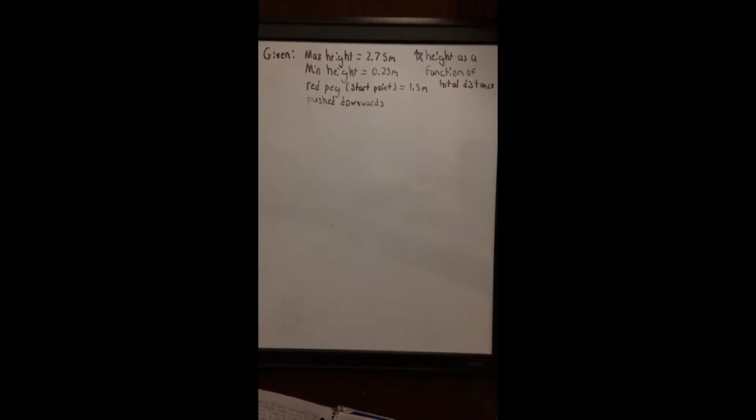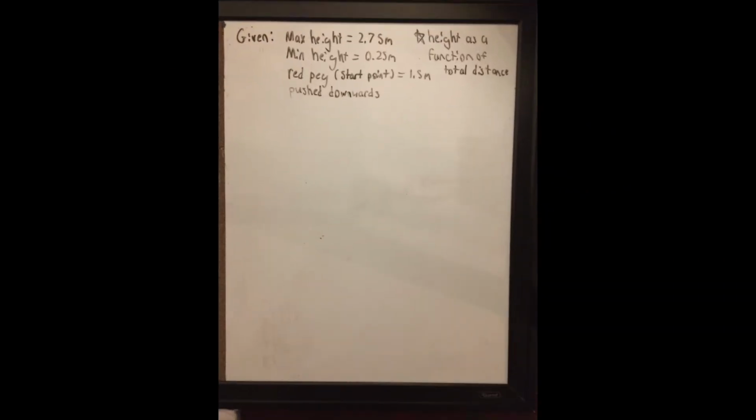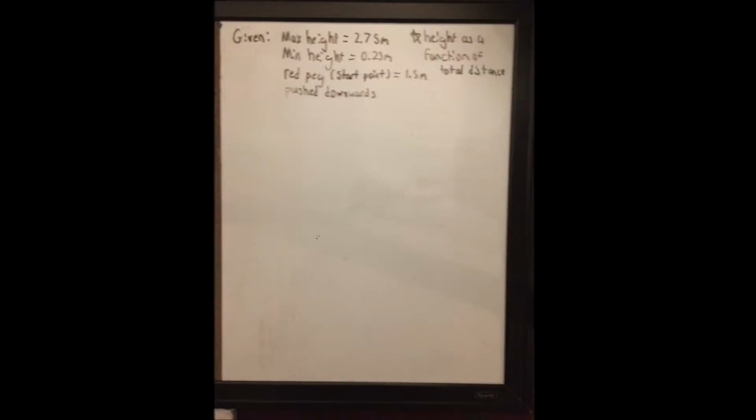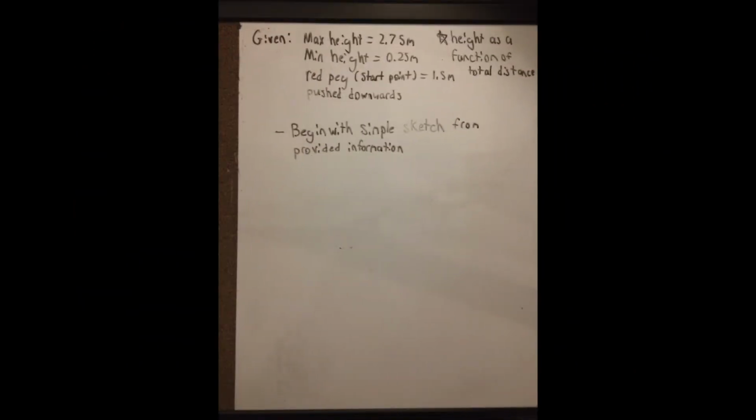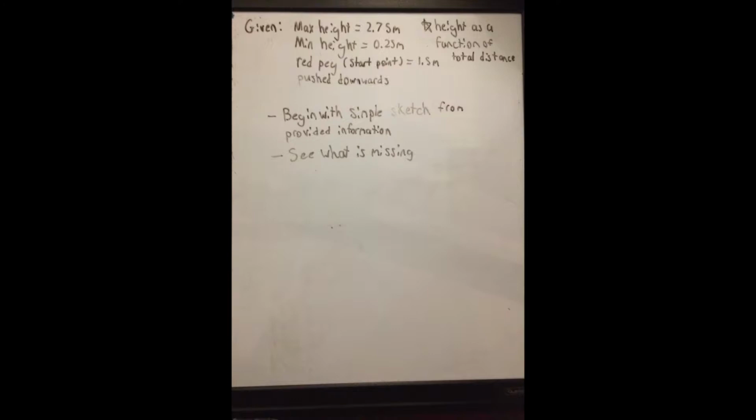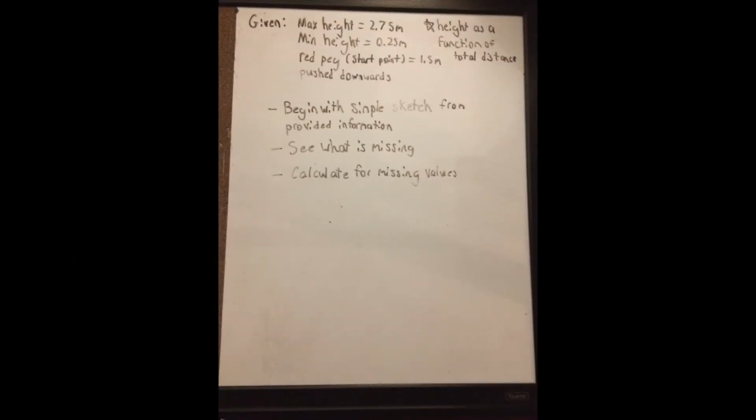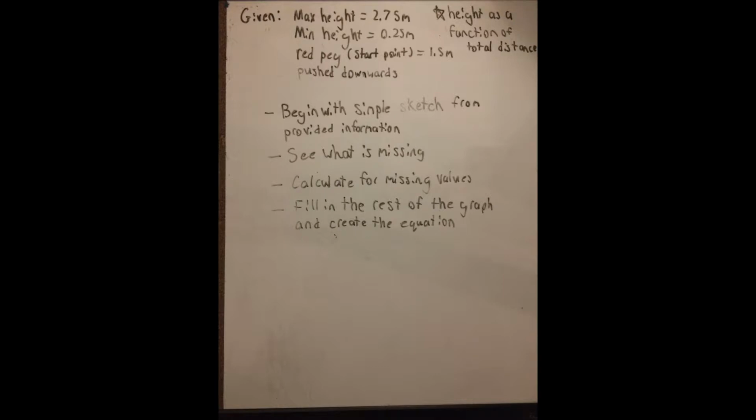I have now summarized this information from the question above. Now that you have the information required to solve the problem, there is a simple outline to follow in order to solve what it is asking for. First, it is best to begin your sketch with the information given directly from the question. Next, you should look over the sketch to see what is still missing. Then, you should calculate for the missing values given the extra information in the question. Finally, fill in the rest of the graph and create the equation using the solved variables.